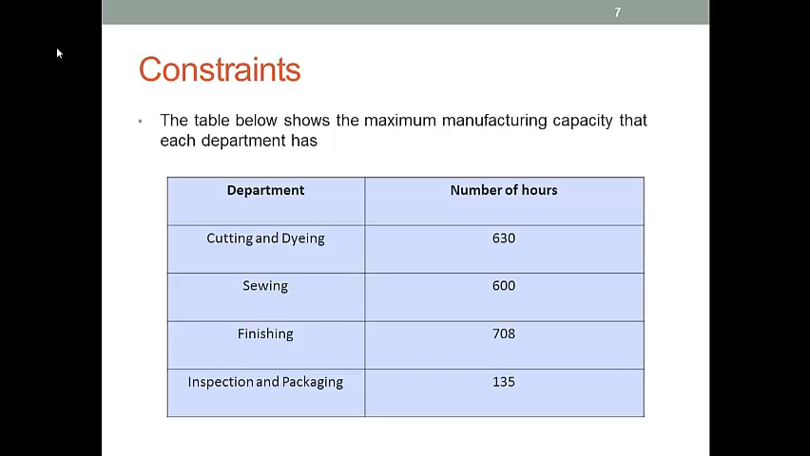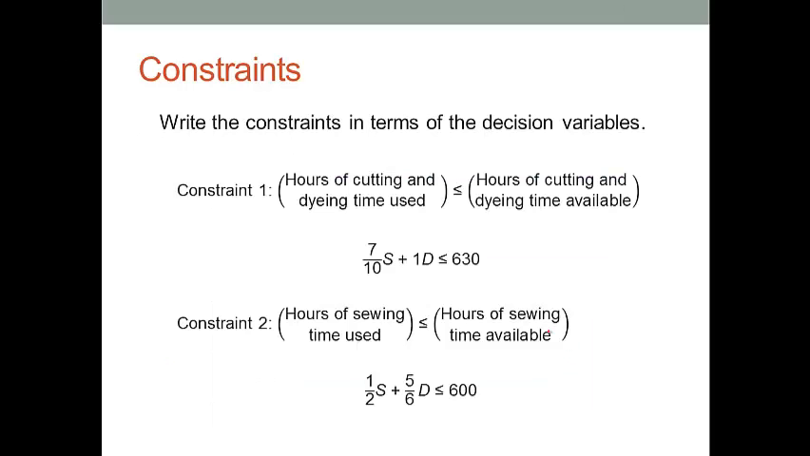Now let's establish the constraint equations to show the relationship in a mathematical way. In the cutting and dyeing department, the total available labor hours is 630. It takes this department 0.7 hours to process one standard bag. It takes the department 1 hour to process a deluxe bag. If we manufacture this many standard bags and this many deluxe bags, the total hours combined must be less than or equal to 630 in the cutting and dyeing department.